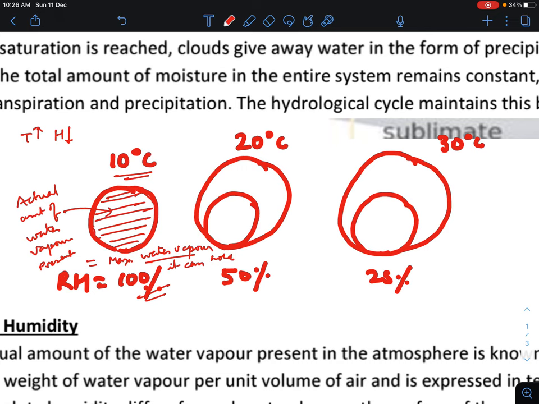Okay, now we are going to increase. Now please understand one by one. We are talking about how we are taking, at 10 degrees Celsius, the volume here is this much, and this contains water vapor equal to the maximum amount of water vapor that it can hold. If this condition happens, the relative humidity will be 100%. Actually, one more point I have to write.